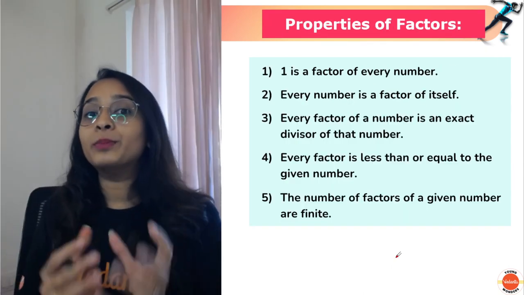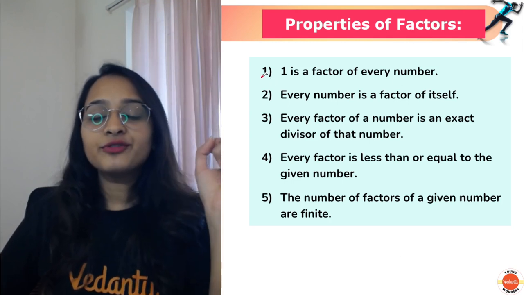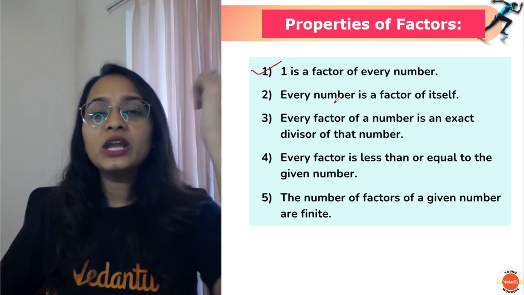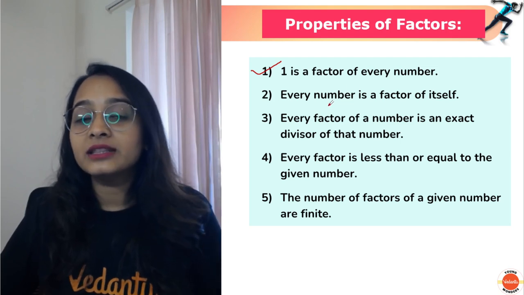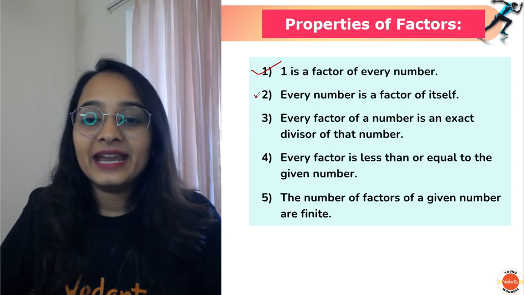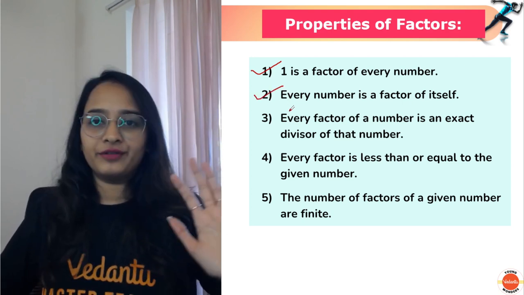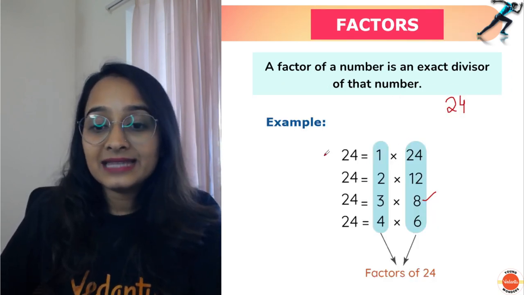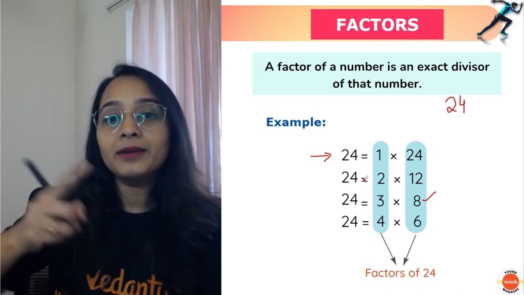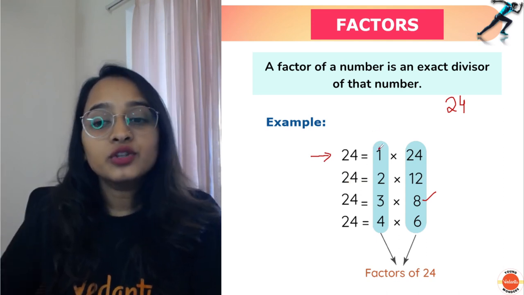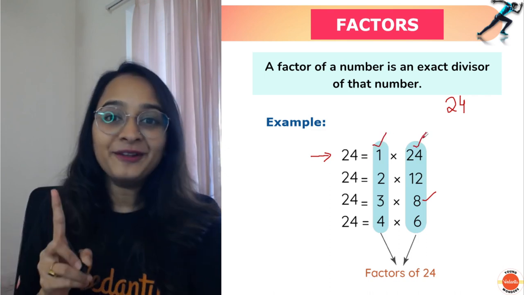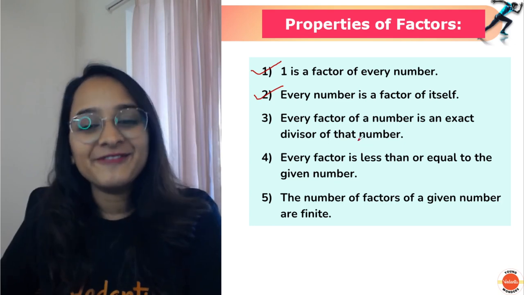Now what are the properties of a factor? First of all, 1 is a factor of every number. You take whatever number you want in the universe, 1 will always be a factor. And every number is a factor of itself. Now, when I took the example of 24, I have written 24 as 1 multiplied with 24. So 1 has become a factor and the number itself, that is 24, also became a factor.